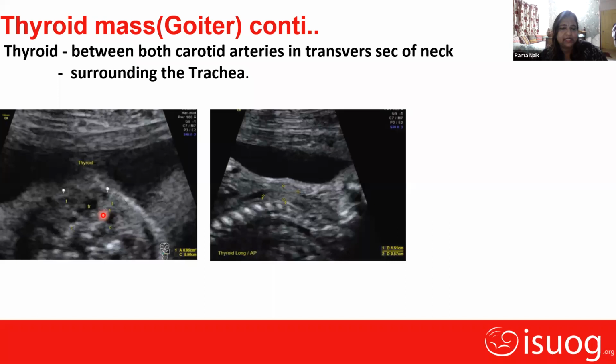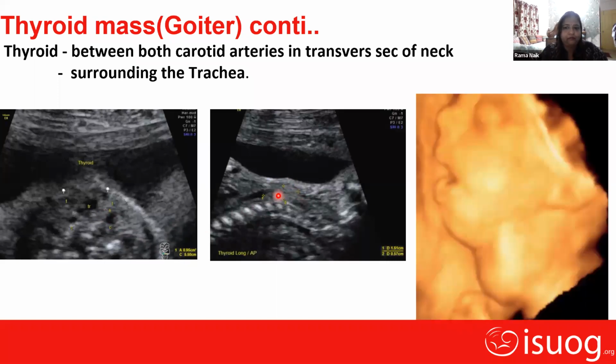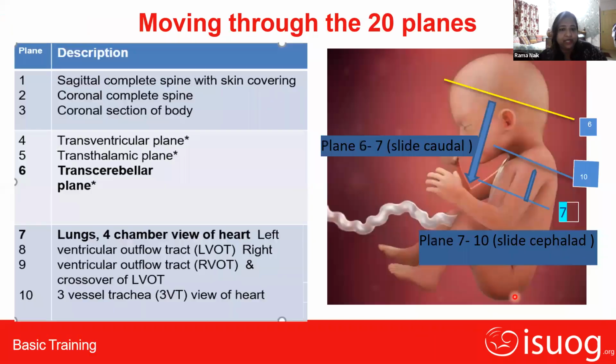And in the sagittal view, this is the mass, and this is the 3D picture where we can see the thyroid swelling. Now, that's all about neck and neck pathology. Moving towards the thorax. So in the thorax, we will be talking about two planes, plane 7 and plane 10.